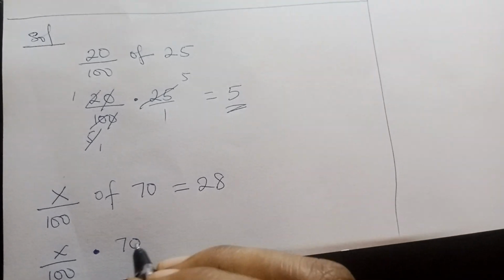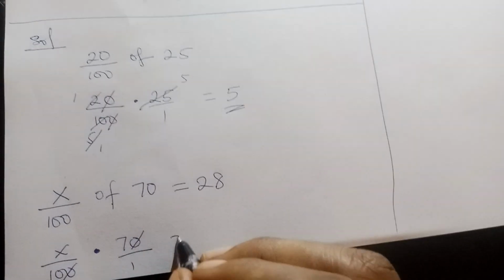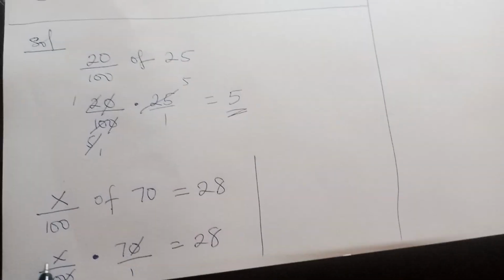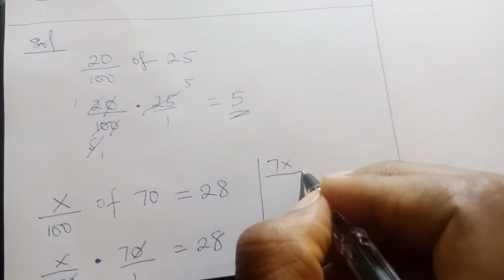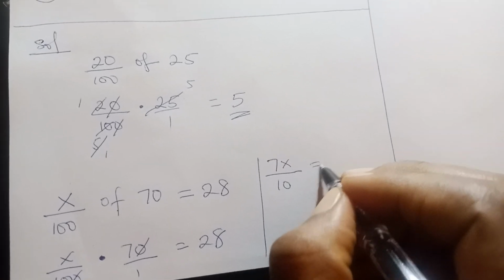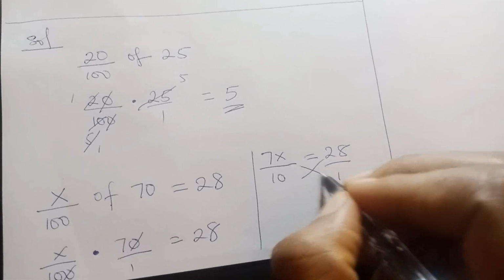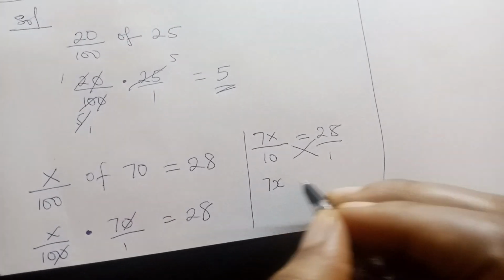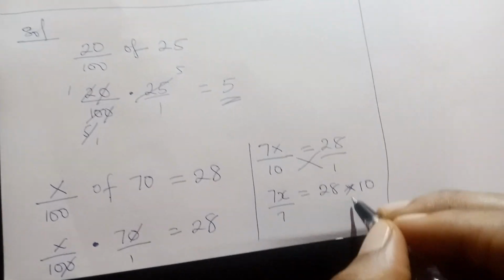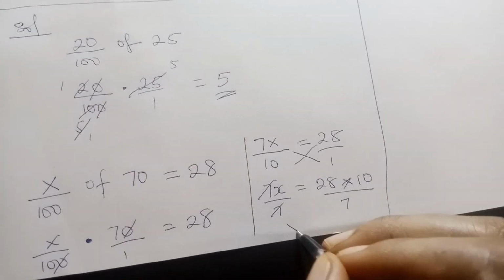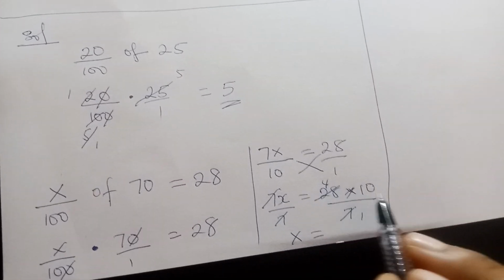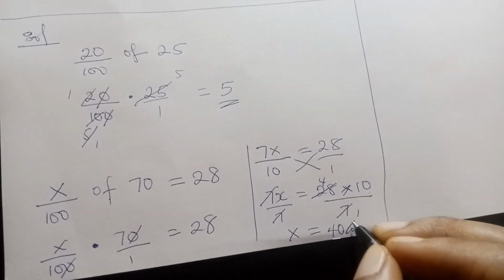This can be further written as, remember our "of" is multiplication, but I like to use that dot. So x over 100 times 70 over 1 equals 28. Next, this multiplied by x will give us 7x all over 10, the first 0 has been cancelled, equals 28 over 1, cross multiply. We have 7x equals 28 times 10. Divide both sides by 7, and we have our x to be, 7 here is 1, 7 into this is 4. 4 times 10 is 40%.